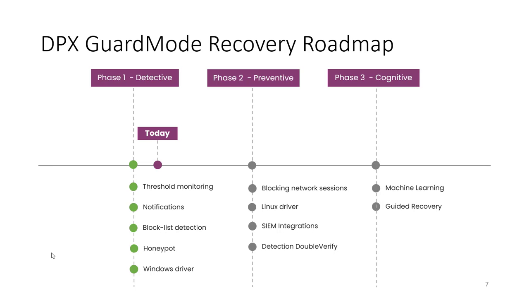these rules. And the final phase 3 will be the cognitive phase, where we will incorporate machine learning and tie in the DPX recovery functionality to help guide users through a restore of only those files that were modified before the offending user was effectively blocked. So stick around, the next following sections will be live demonstrations on each of the features that we discussed.